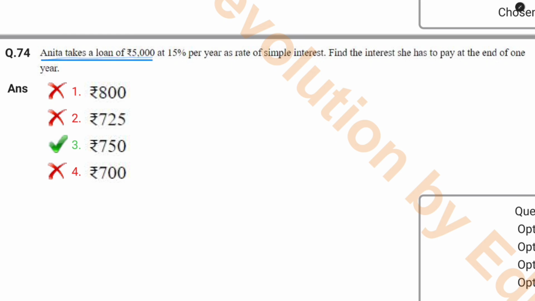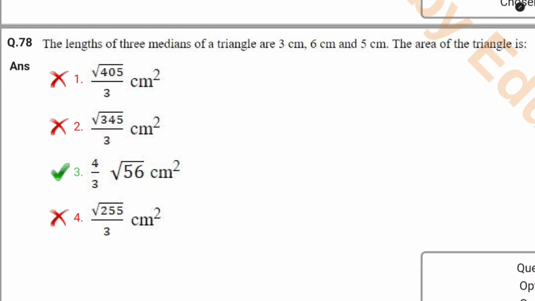Anita takes a loan of 5,000 at 15% per year at the rate of simple interest. Find the interest she has to pay at the end of 1 year. So 5,000 into 15 percent for 1 year. So here zeros cancelled. 50 into 15, it will be 750.